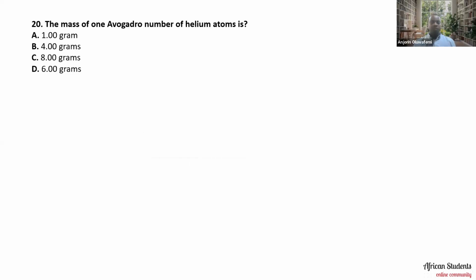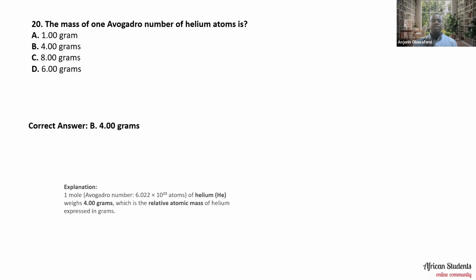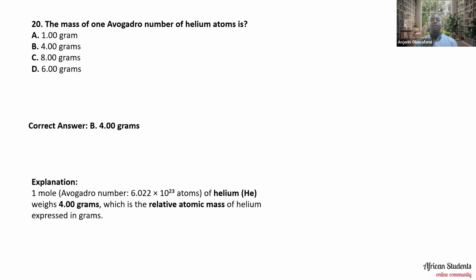The mass of one Avogadro number of helium atoms is it 1.00 grams, 4.00 grams, 8.00 grams, or 6.00 grams? So the answer to this is 4.00 grams. How did we arrive at this? 1 mole, that's Avogadro number, 6.022 times 10 to the power 23 atoms of helium weighs 4 grams, which is the relative atomic mass of helium expressed in grams. So that's that.